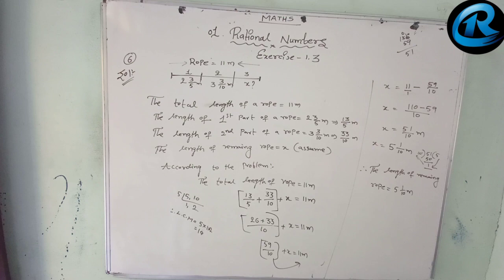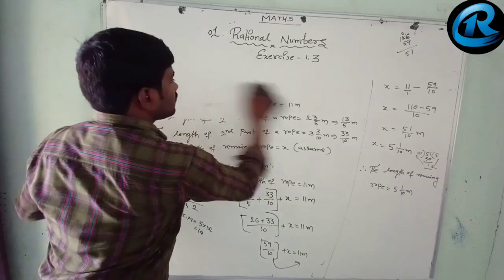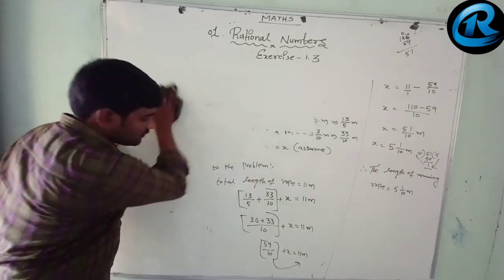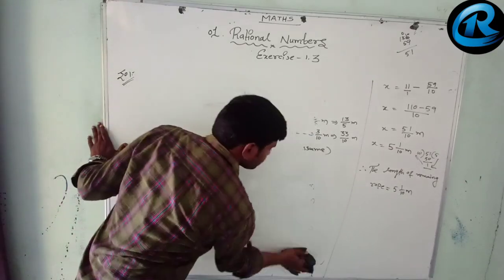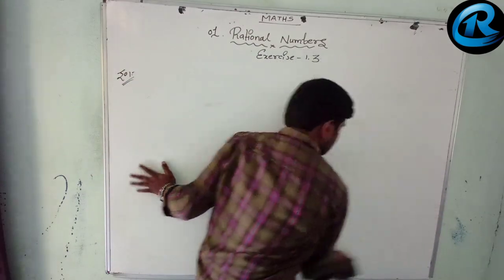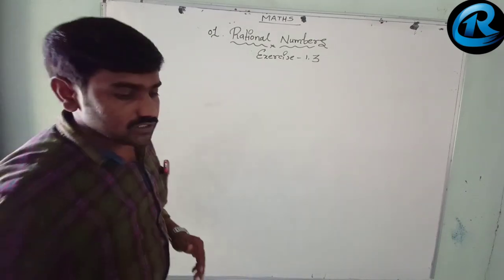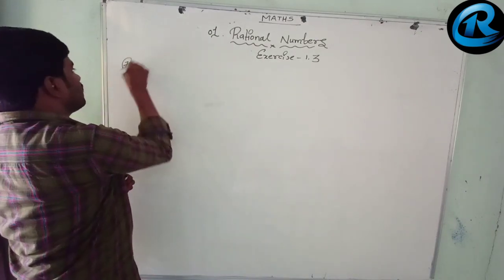See this clearly now? Now we go for question number 7. Let us go for that. What is question number 7?